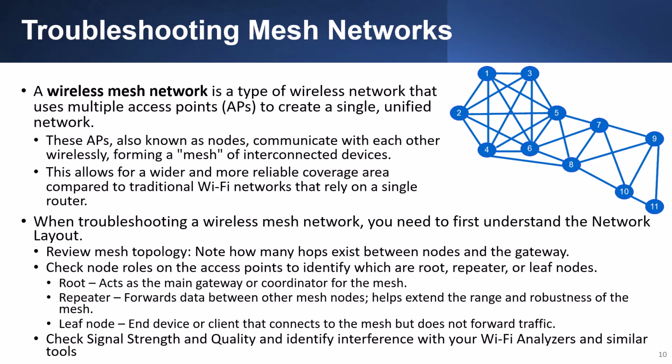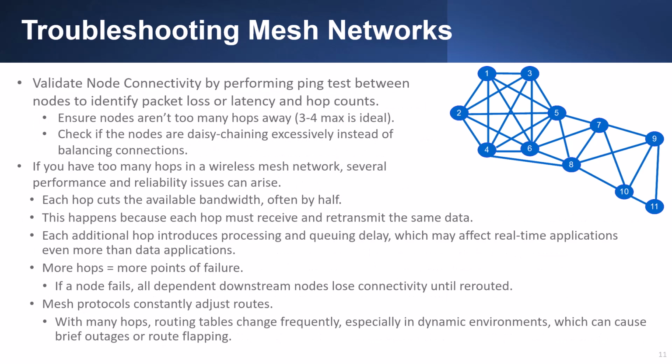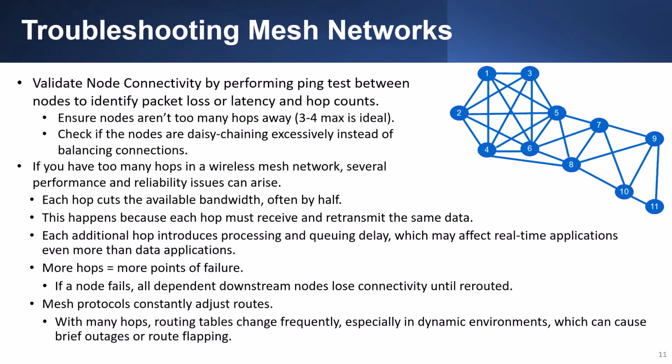Check signal strength and quality and identify interference with your Wi-Fi analyzers and similar tools. Validate node connectivity by performing ping tests between nodes to identify packet loss or latency and hop counts. Ensure nodes aren't too many hops away. 3 to 4 max is ideal. Check if the nodes are daisy chaining excessively instead of balancing connections.